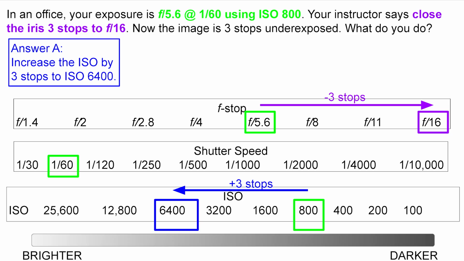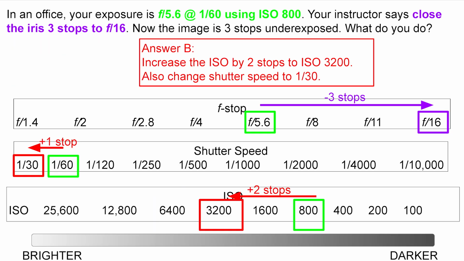Probably the most linear answer is simply boost your ISO. You can speed it up by 3 stops. So starting at ISO 800, that puts us at ISO 6400. That works. That totally works.